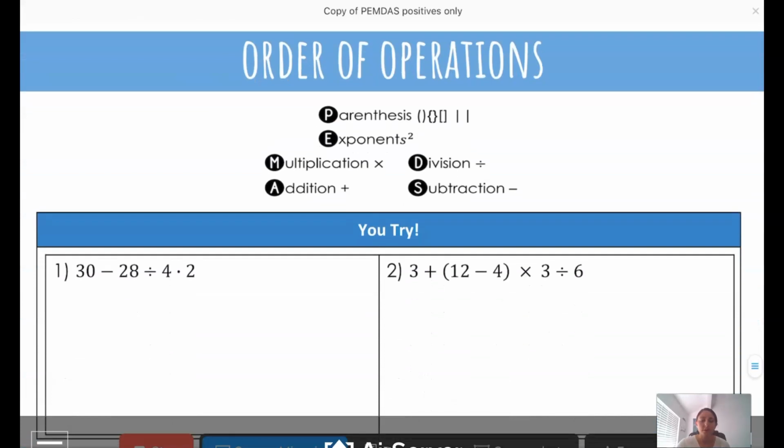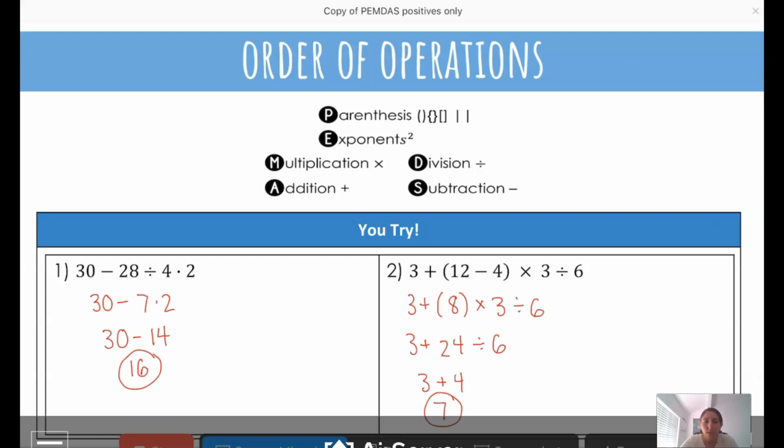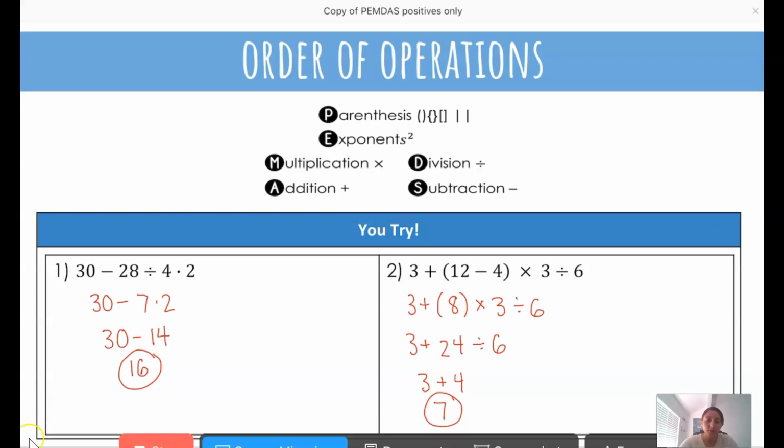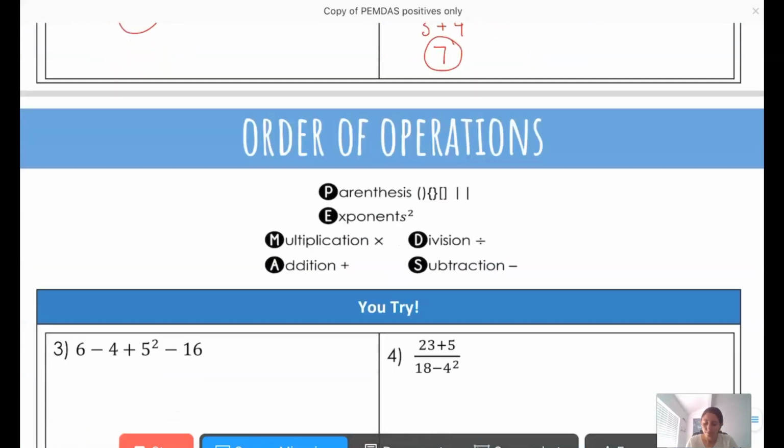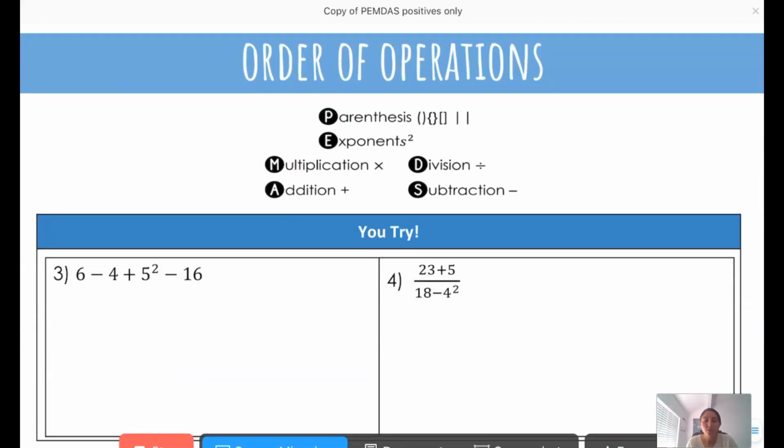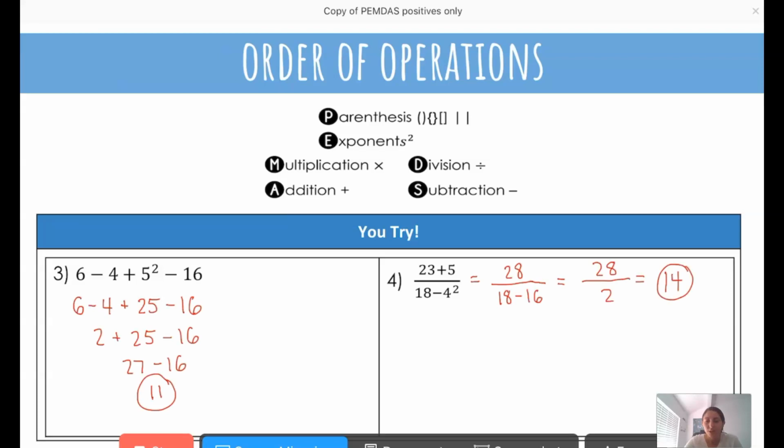All right, I want you to pause the video and try number 1 and 2 on your note page. All right, take a moment, check your answers with mine, pause the video if you need to. Now I want you to try number 3 and 4. All right, check your answers and your work with mine. If you got one wrong, try again, pause the video, try again, and then recheck your work with mine and find your mistake.